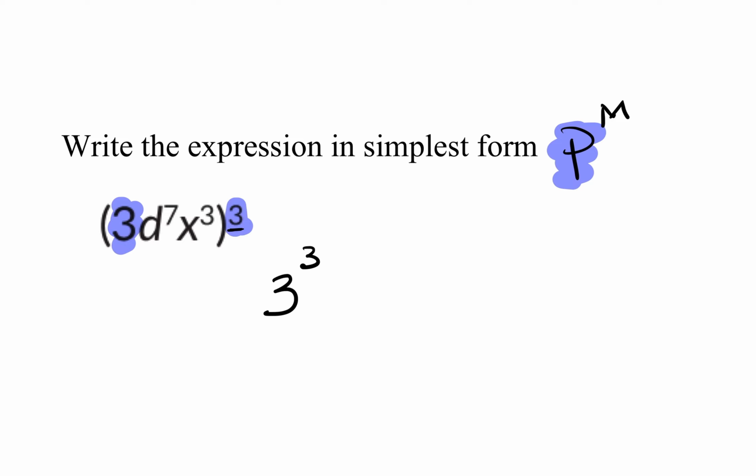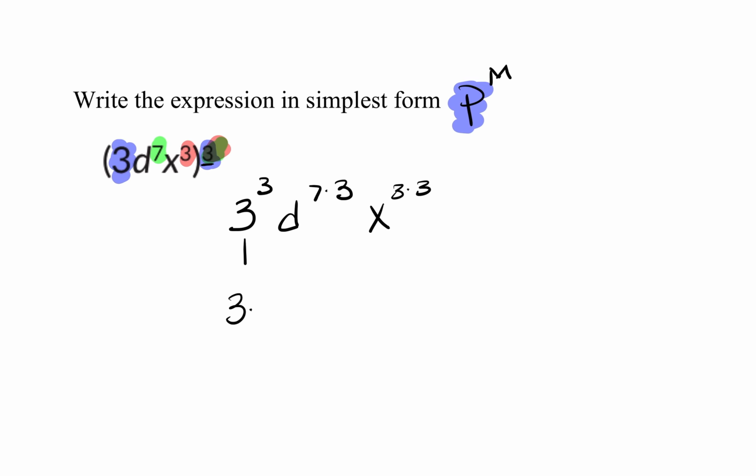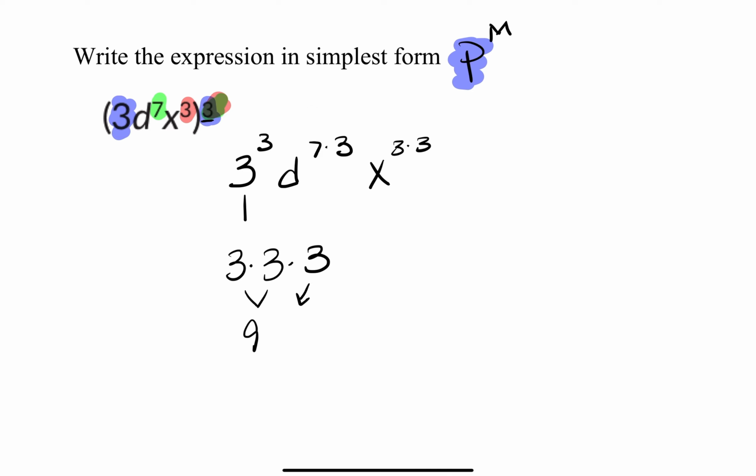And then I am going to take my exponents and multiply them times the exponent on the outside too. So 7 times 3, x, which is also going to be my other exponent, 3 times 3, right? So then here, 3 times 3 is 9, times 3 is 27. Then I'm going to solve 7 times 3 is 21. 3 times 3 is 9.